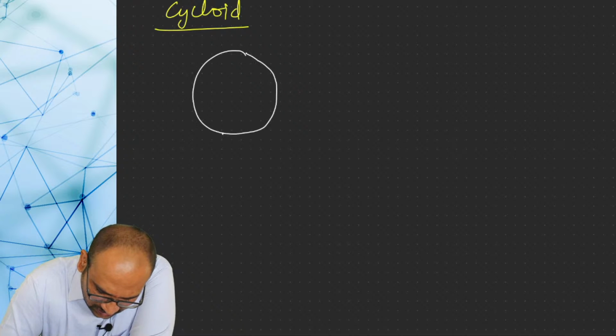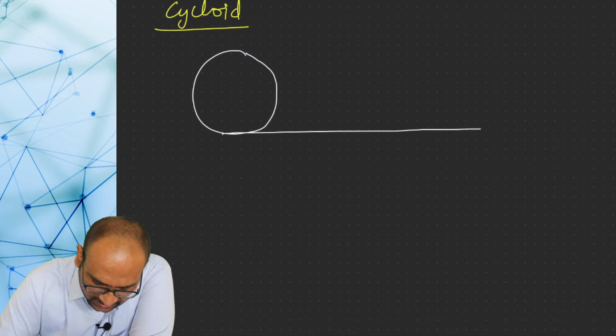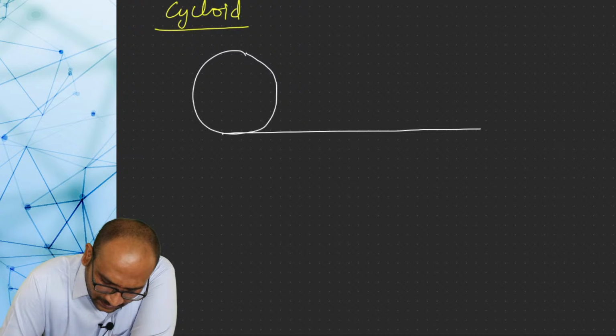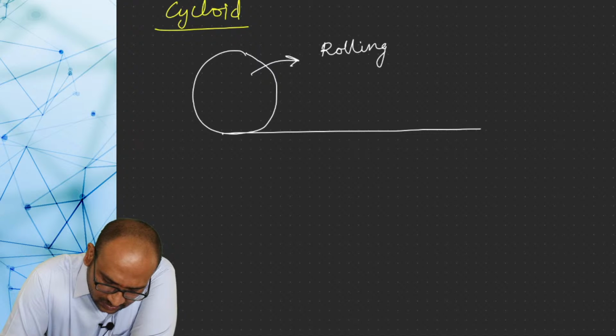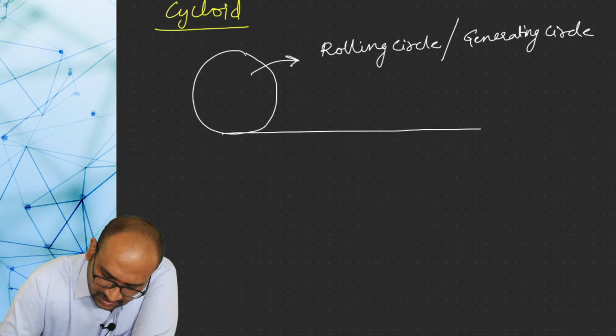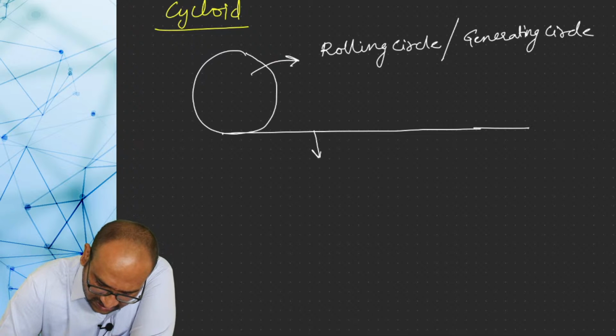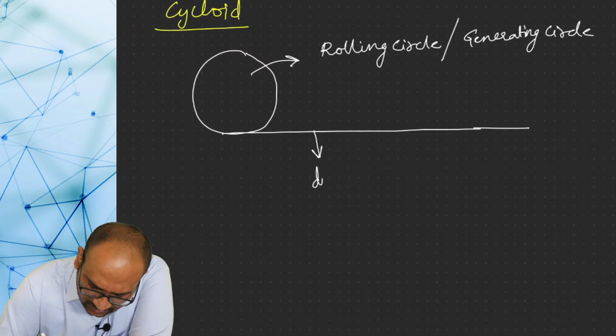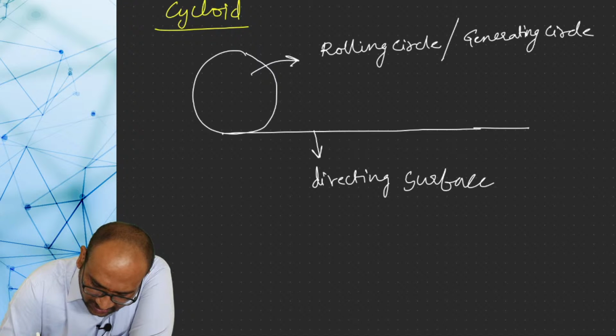This is a circle and this is a plane surface or rectangle surface. This circle is known as the rolling circle or generating circle, and this plane surface is known as the directing surface. So a circle rolling on a flat surface traces a curve known as a cycloid.